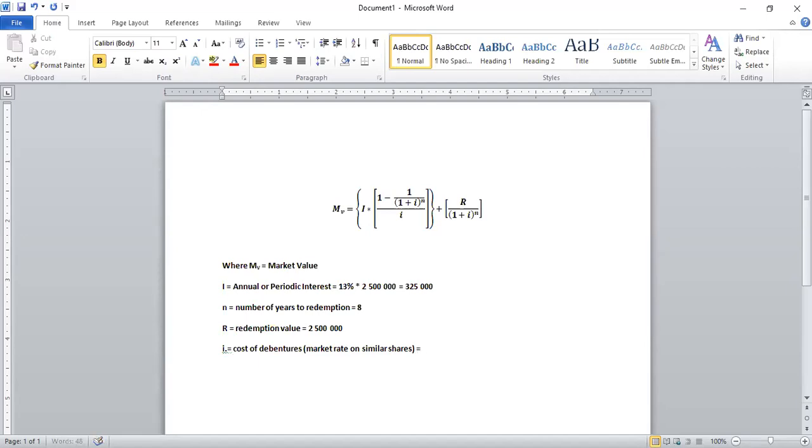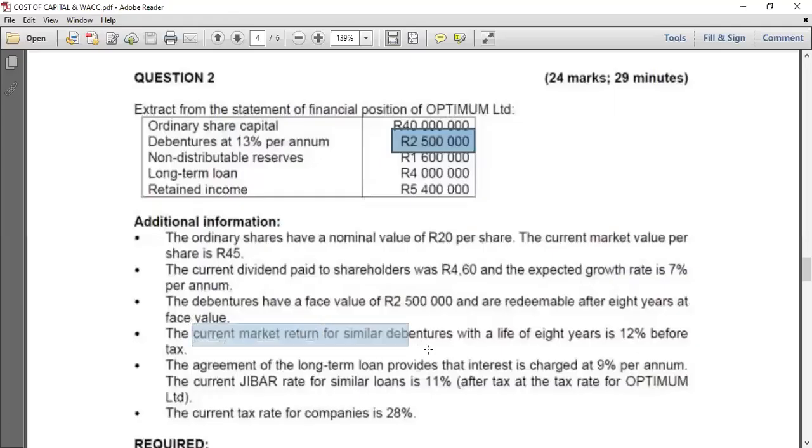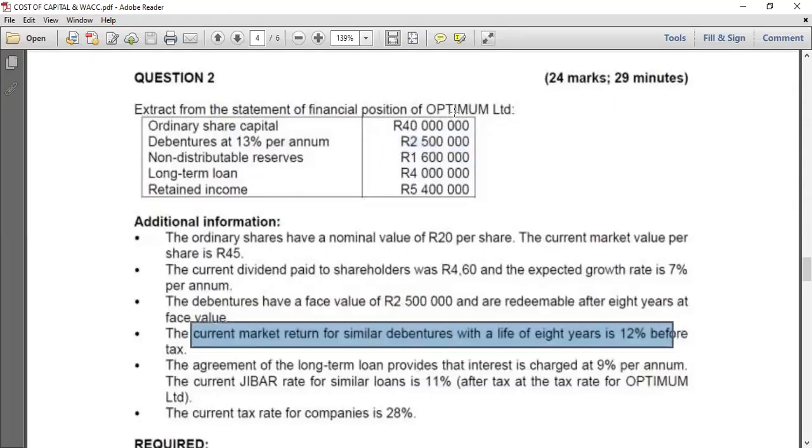Then our I is the cost of similar, the market related interest rates. The current market return for similar debentures is 12%. So that's the 12%.